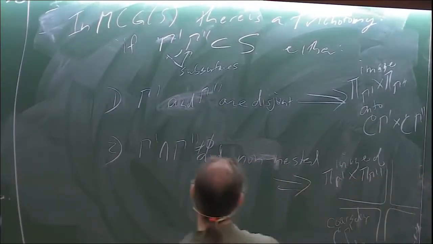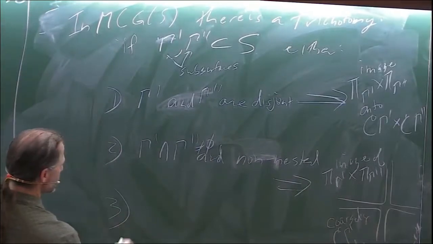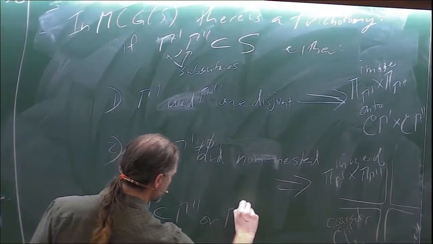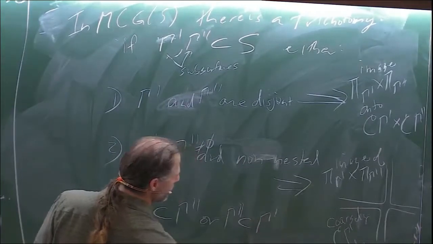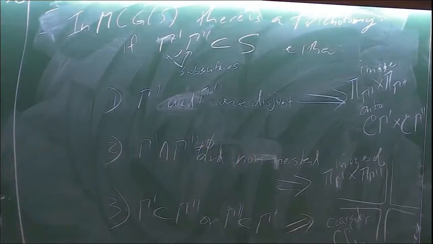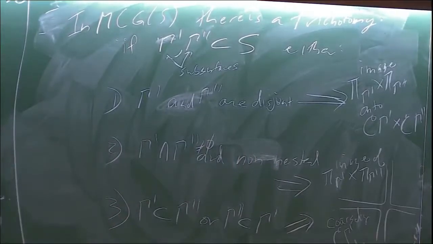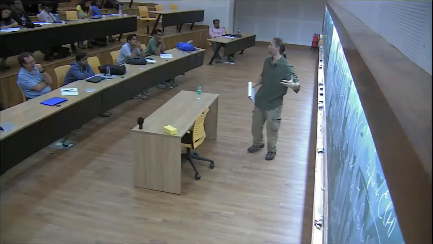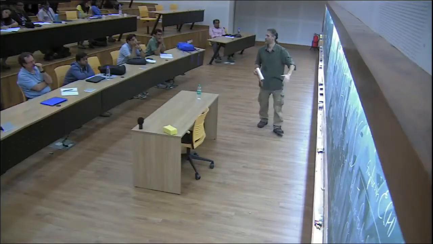Okay, and then there's one more case, which is if gamma prime is contained in gamma double prime, or vice versa. We didn't discuss that much, but it turns out that also has a very similar picture. It also corresponds roughly to a wedge. Okay, so that was in the mapping class group. It turns out that in the case of a CAT(0) cube complex, you get a similar kind of trichotomy.